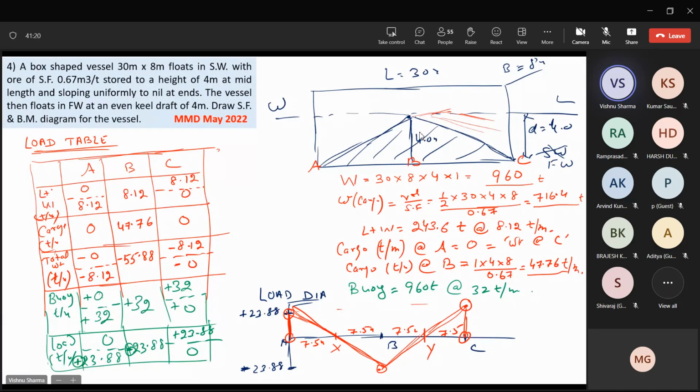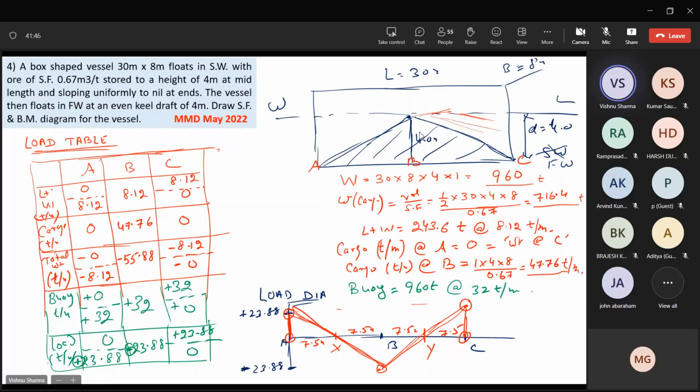Guys, load diagram is done. Are you okay with the load diagram? Then I'll go to the next sheet and continue with SFBM. If you have any questions to ask on the load diagram, please let me know. So this buoyancy, we need to add the cargo weight also, sir. We have added, no, these load values of 23.88, all the three have been taken into account, na beta?